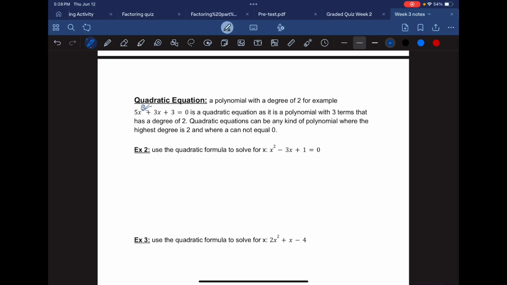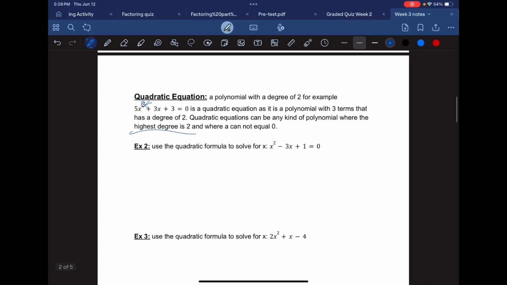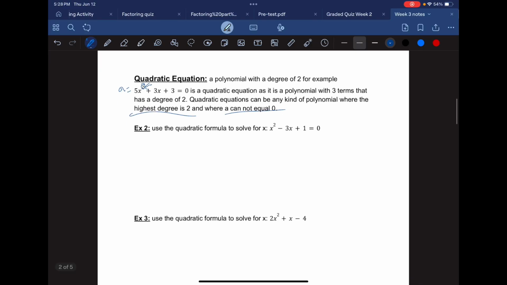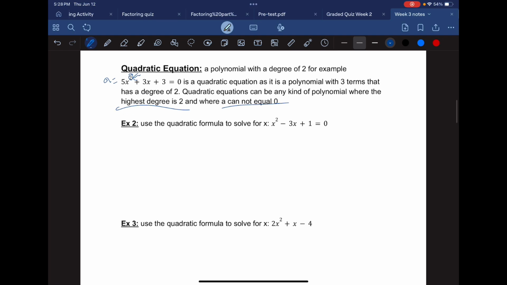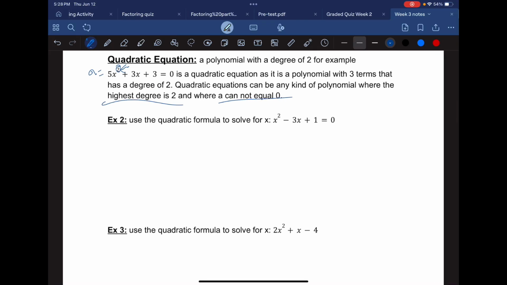Quadratic equations can be any kind of polynomial where the highest degree is 2, and a, which is that first term, cannot be equal to 0. Obviously, right? Because if a was 0, then it would just all go to 0. We wouldn't have a term with a degree of 2. All right, so let's use our quadratic formula to solve that problem that we couldn't solve earlier.